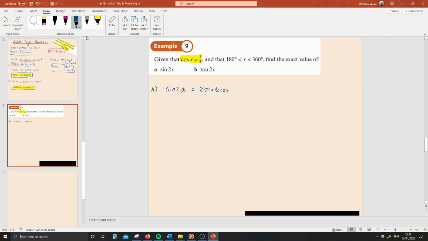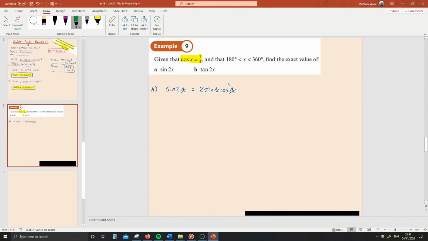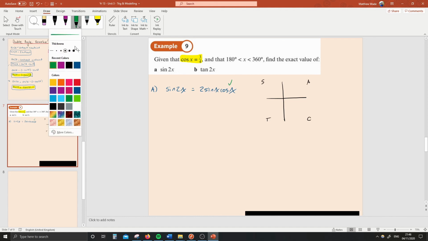How exciting! And look, we actually are already sorted on the cos of x. We know that's 3/4. The only thing that we don't know is sine of x. So if only there was a way to figure that out. Oh, my lovelies, it's CAST. You've totally got your head around it now, my buddies.